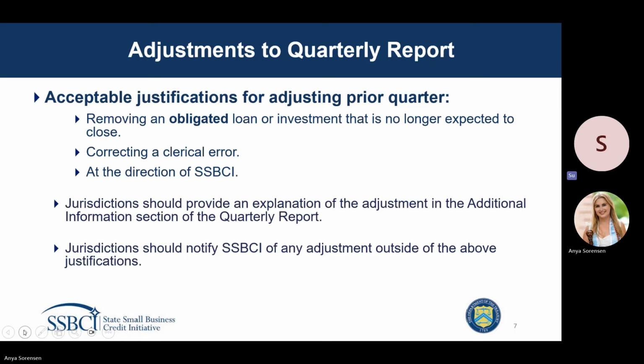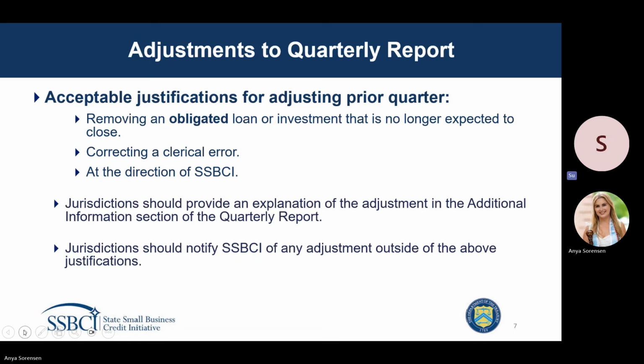There are 3 acceptable reasons for an adjustment. They are: 1, removing an obligated loan or investment that is no longer expected to close; 2, correcting a clerical error such as transposition of a number; or 3, when directed by SSBCI. Please note that adjustments are not applicable for a jurisdiction that is reporting for the first time. If a jurisdiction has a large adjustment or swings from one quarter to another, we recommend letting us know before submitting your quarterly report.